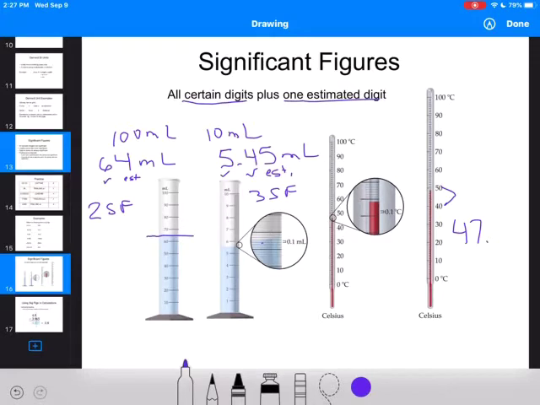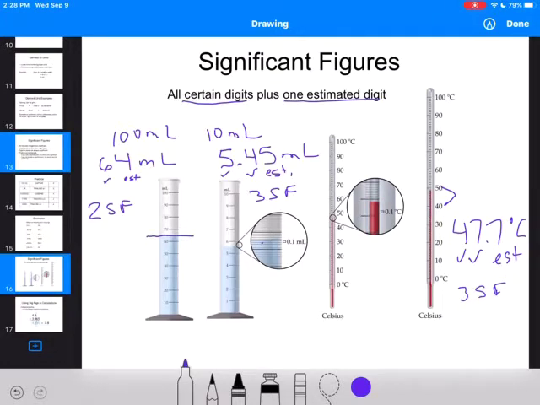So if you ask me, it looks pretty darn close to 48, so I might be willing to call that 47.7. And that is the digit that I know for sure. This is a digit I know for sure, and this is one that I estimated. So this temperature value of 47.7 degrees Celsius has 3 significant figures. Again, 2 that I know for sure and 1 that's estimated.